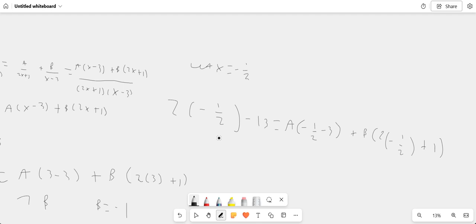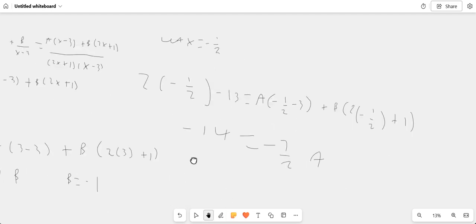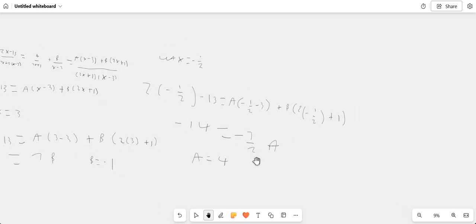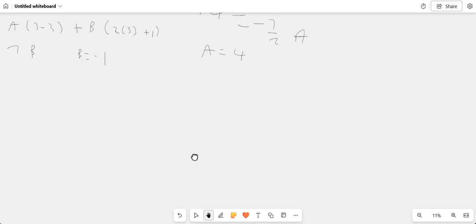Left hand side apparently simplifies to minus 14. It's not apparently, it's bait. 2 times minus 1 over 2 is minus 1. Minus 1 minus 13 is minus 14, yeah? And then here it's going to become minus 7 over 2 a. And obviously b is going to be 0, because you've got 2 times minus 1 over 2, which is minus 1, and minus 1 plus 1 is 0. So now you've got a here, yeah? So divide by minus 7 over 2. You just write minus 7 over 2, click equals, you get Ans. Click minus 14, divide by Ans, and you get a is equal to 4. There you go. So now I can write the final product.